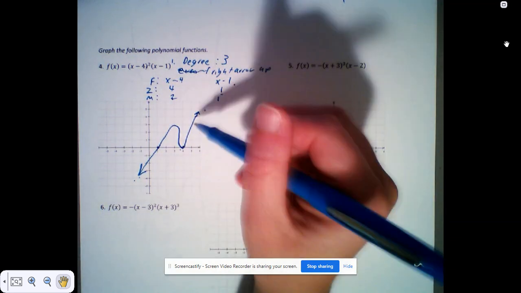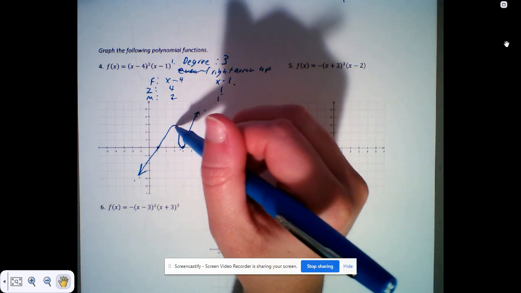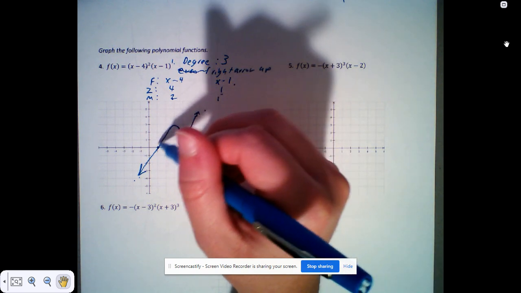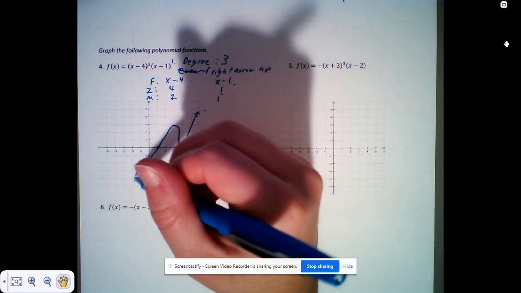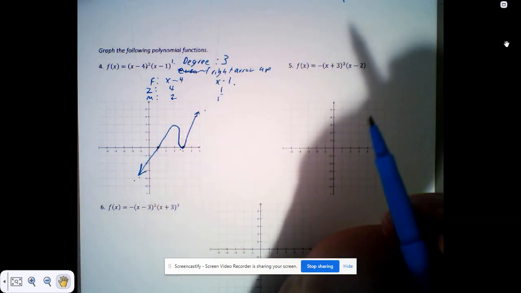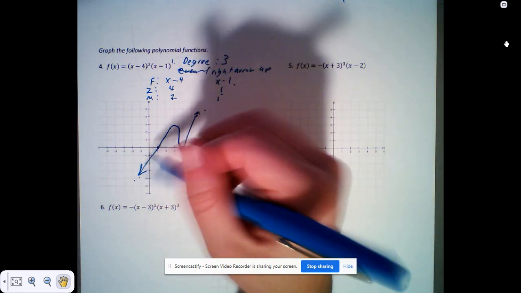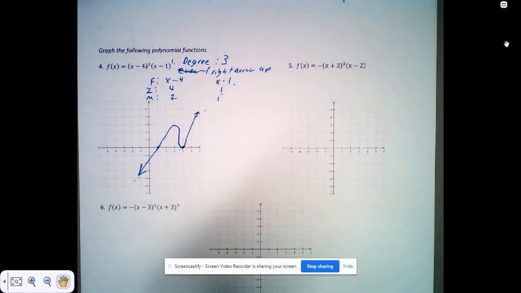My right arrow goes up. I have to hit 4 and bounce off because of multiplicity of 2. I come back towards 1. I'm going straight through because of multiplicity of 1. Remember, the important parts are the end behaviors and the zeros, and they have the correct shape.